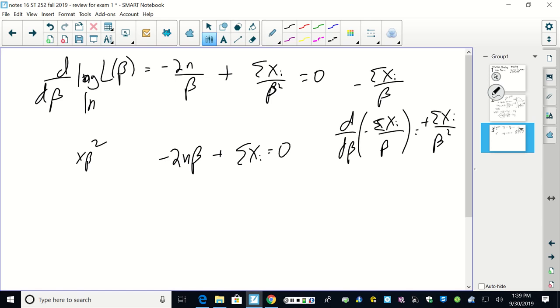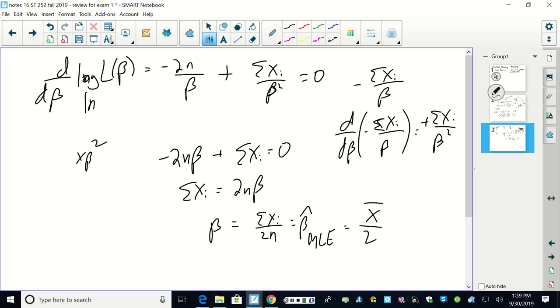And then you're going to put 1 on the other side, so think about adding that to the other side: 2n beta, add it to both sides, it would cancel over there. And then you end up with beta as the sum of xi over 2n. And you call that beta hat, the maximum likelihood estimator. So you could also write it as x bar over 2, half of the sample average in this case.